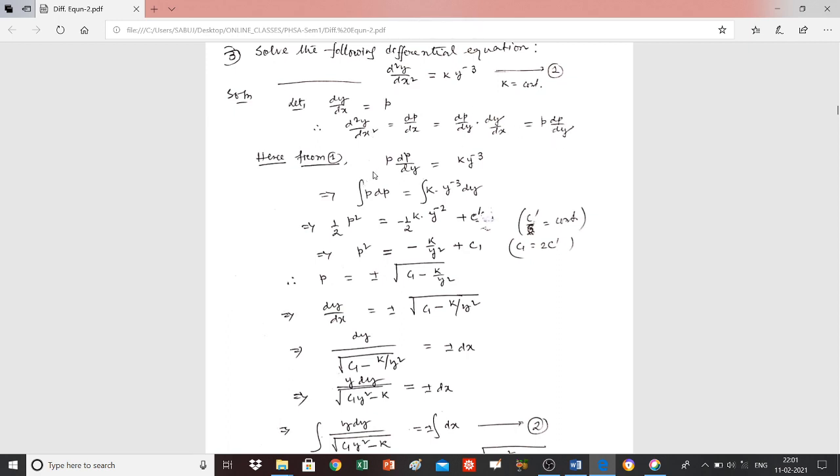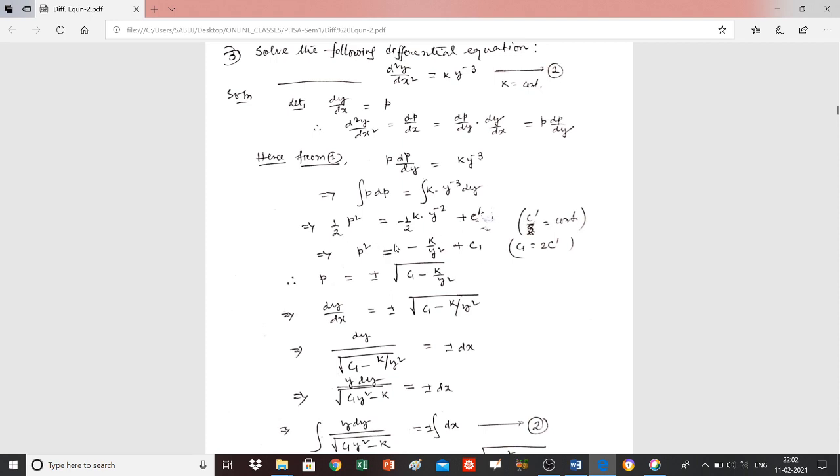Now replace d²y/dx² by this. Doing that, we get p dp/dy = k y^(-3), and from here p dp = k y^(-3) dy. Integrate both sides of this equation. The left-hand side will give you p²/2, and on the right-hand side k is here, and the integration of y^(-3) is -(1/2) y^(-2), plus c1 prime as a constant.